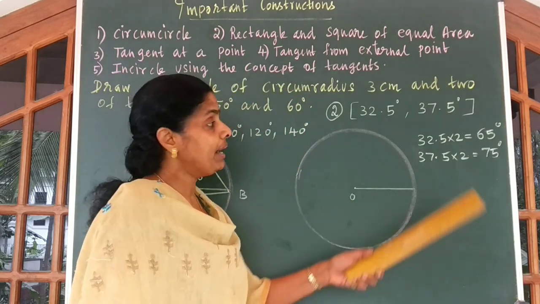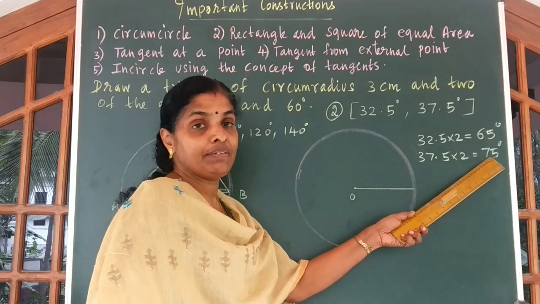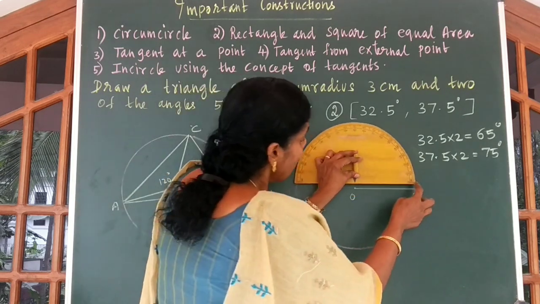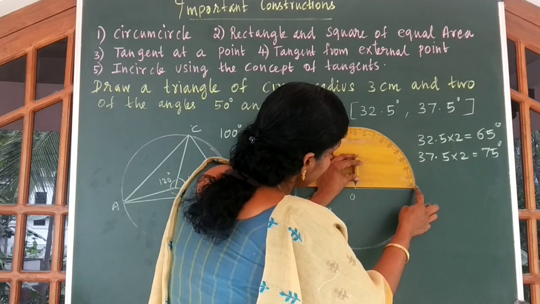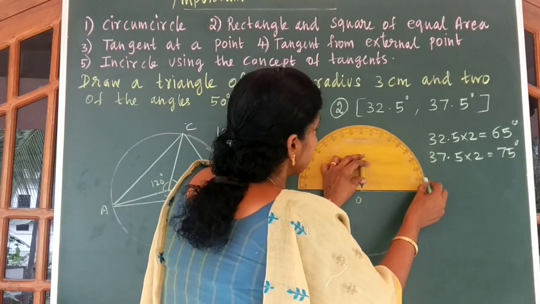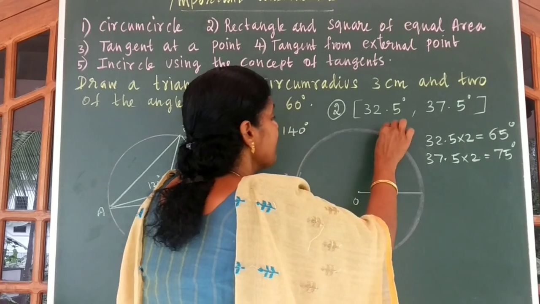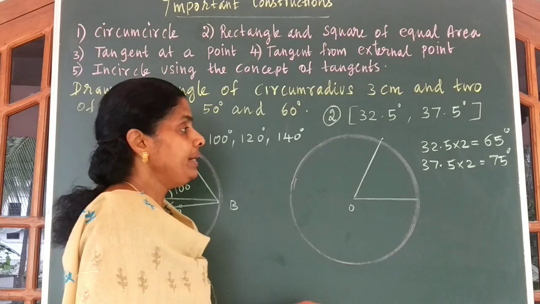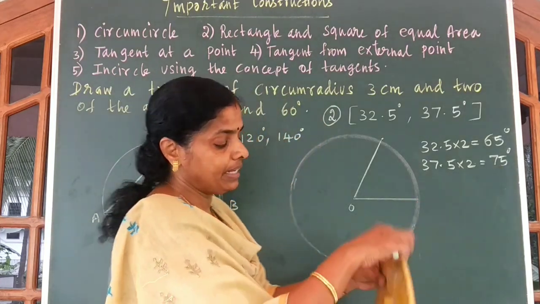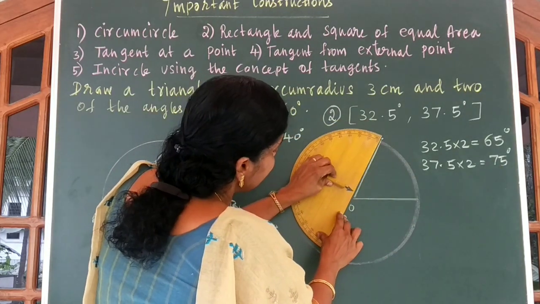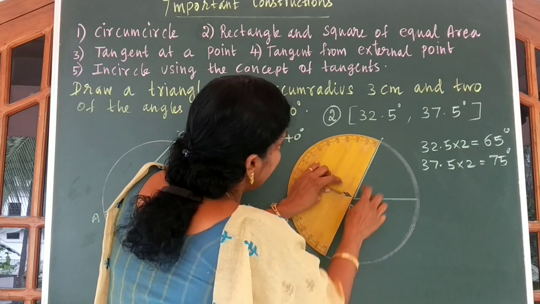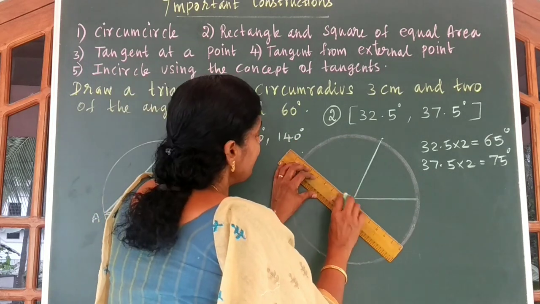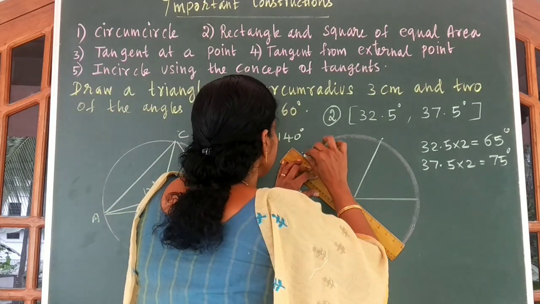Now you have to mark 65 degree and 75 degree using protractor. Keep your protractor on this radius and measure 65 degree. So 65 degree is here. Now measure 75 degree. Keep your protractor on this line and measure 75 degree. So 75 degree is here. Join it.